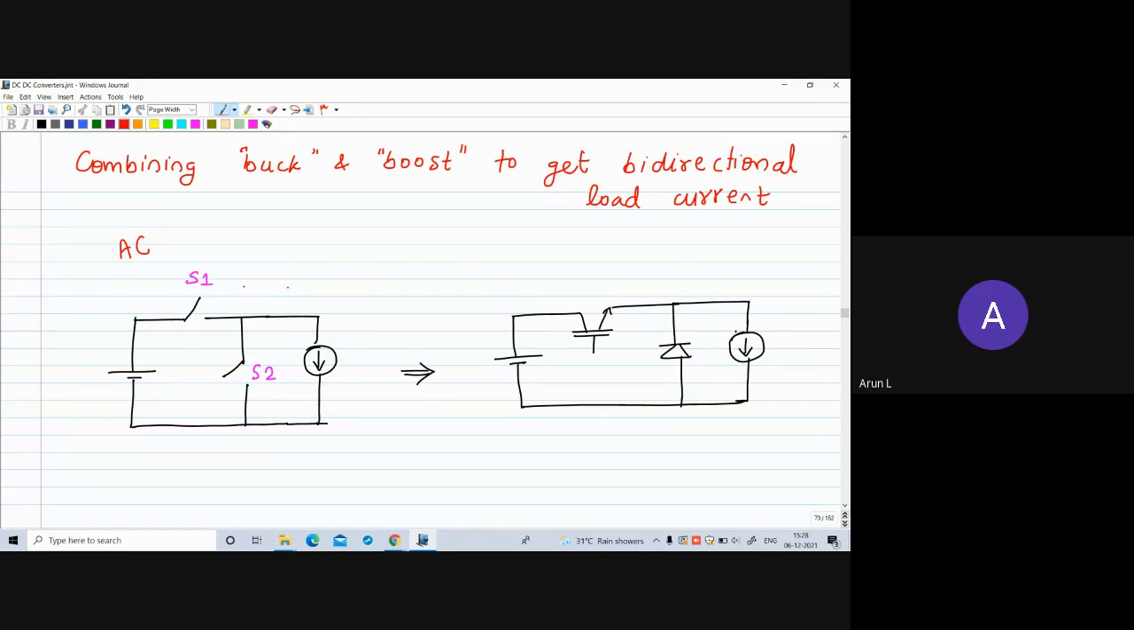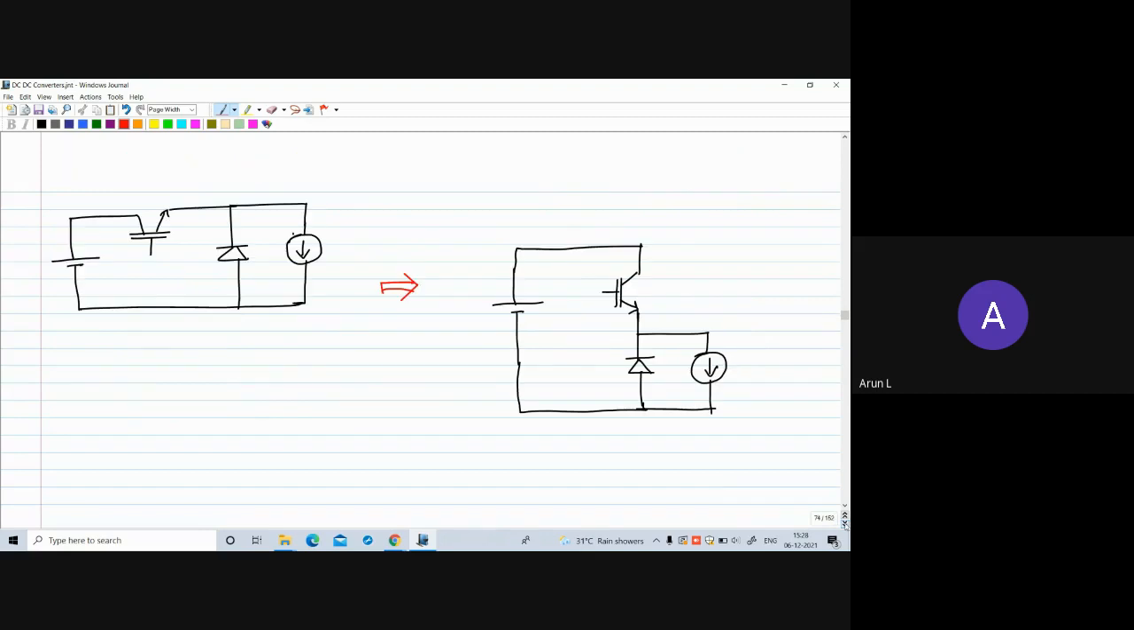This is the first circuit we have seen, S1 and S2, with two switches, one voltage source and one current source. Here we have replaced S1 by an IGBT and S2 by a diode, as we discussed in the beginning. In this circuit I have reoriented it like this. I have drawn the switch in the upper position and the diode here. This is the initial circuit drawn in a different way. It is the same circuit.